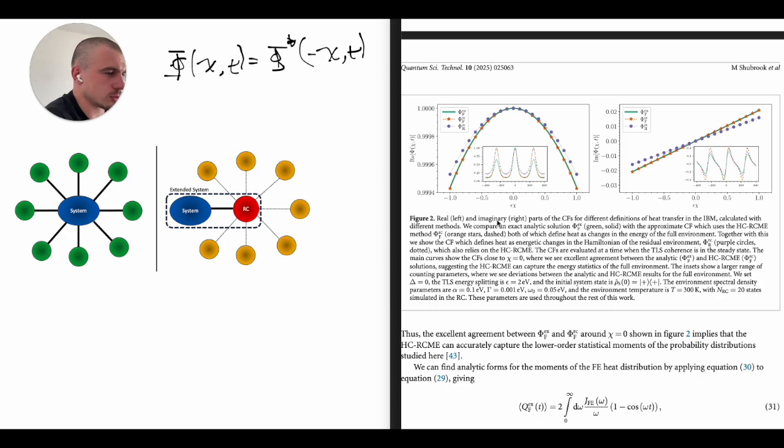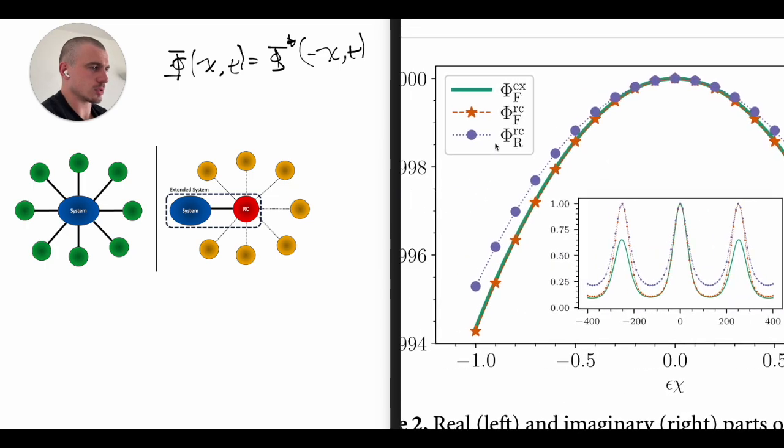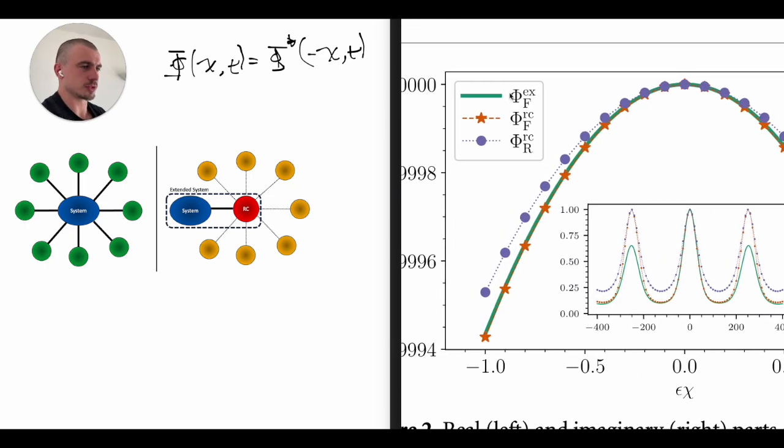Okay, so what's going on here? Well, let's have a look at the three different characteristic functions which we're plotting and describe the differences between them. So in green solid, we have the characteristic function for changes in the full bath Hamiltonian, which is calculated using the exact dynamics of the independent boson model.